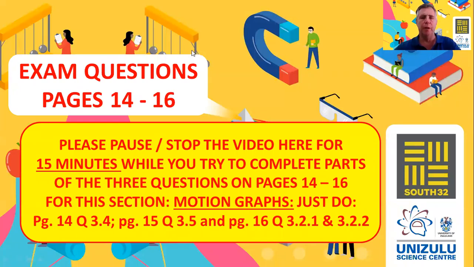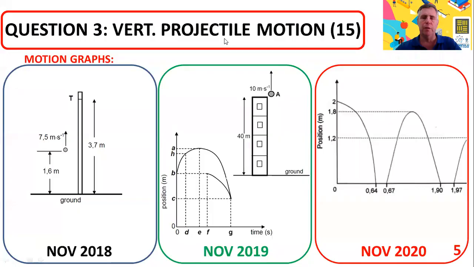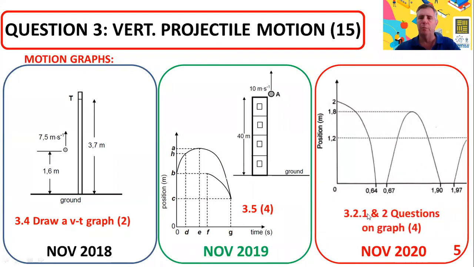I really hope that you have taken 15 minutes off just to complete these exam questions for yourself. As we said, these are the questions from question 3, projectile motion, from the last 3 November exams. In 2018, we wanted you just to look at 3.4, drawing the graph. In the 2019 exam, just 3.5, 4 questions about the graph they gave you. November 2020, again, the bouncing ball graph was given to you, position-time, and 3.2.1 and 2 are questions about this graph. But before we get to those exam questions, let's just talk a little bit about projectile motion.